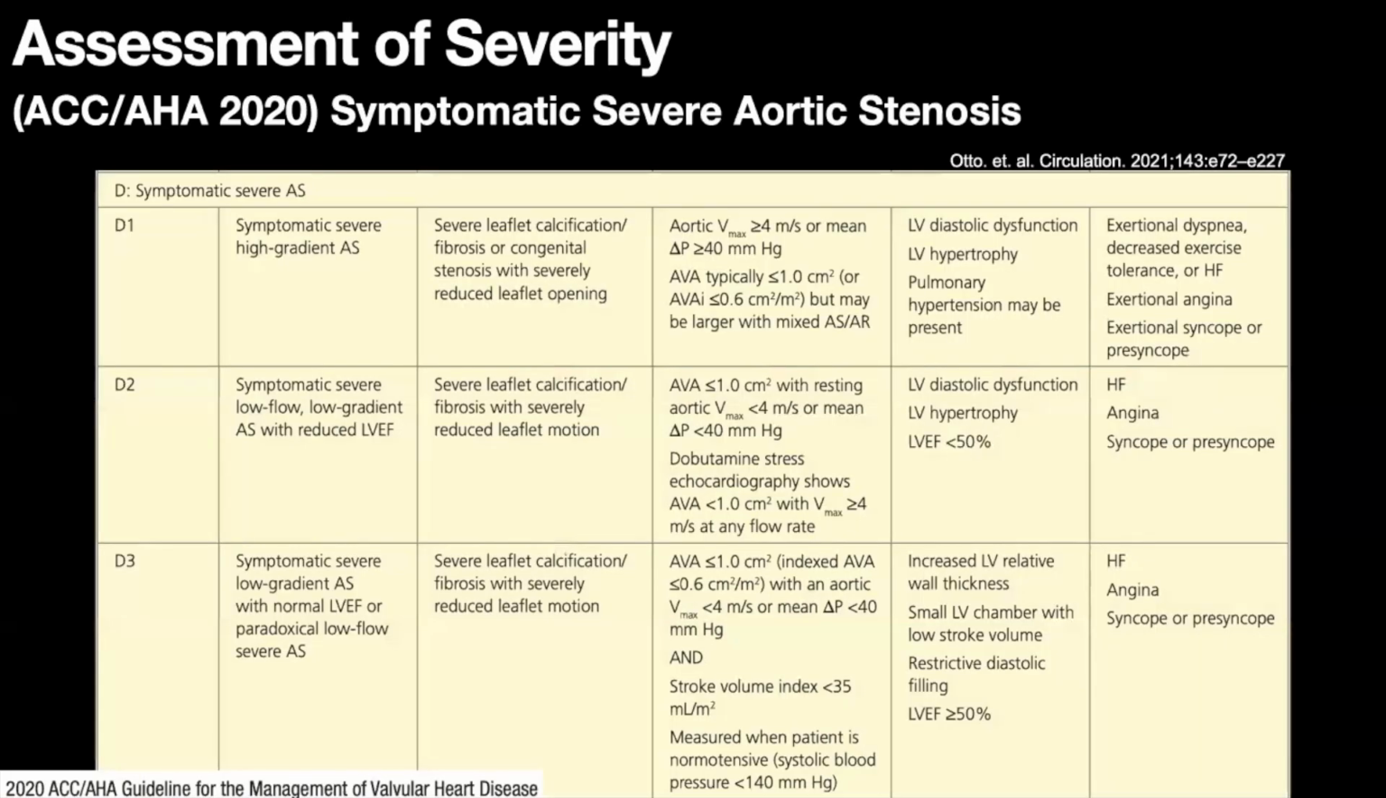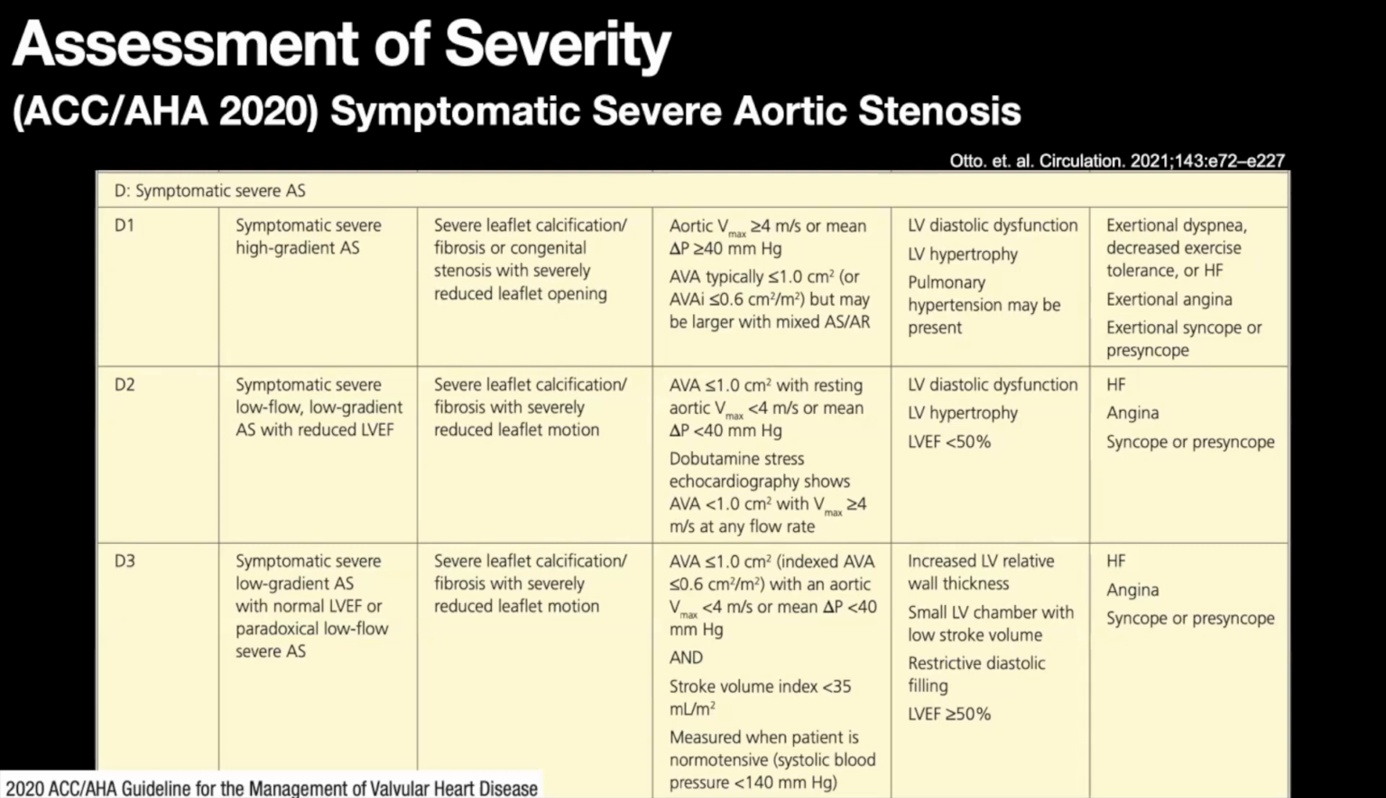Finally, we have stage D, which is symptomatic severe aortic stenosis, and this is subclassified in 3 categories, including symptomatic severe high gradient AS, which is the AS you expect with a low aortic valve area and a high peak velocity and peak gradient, as we discussed.